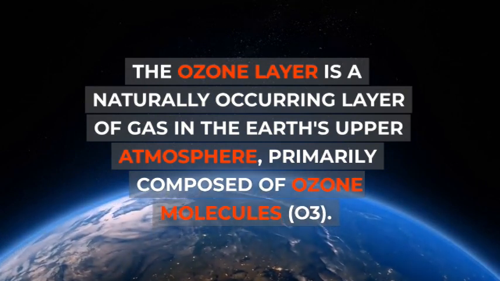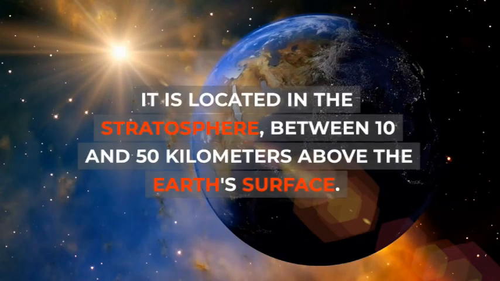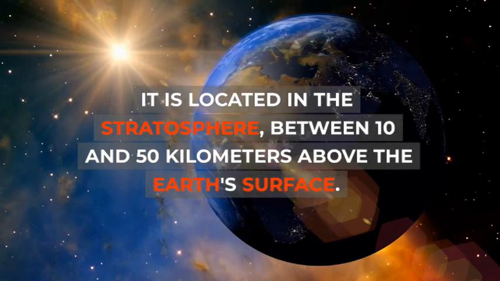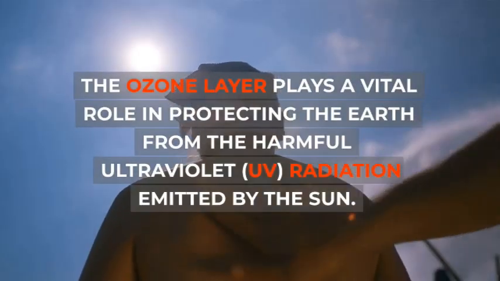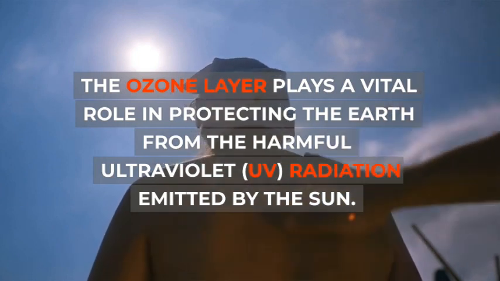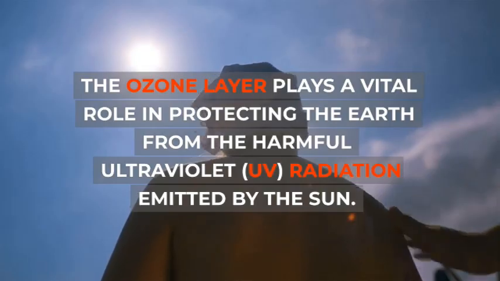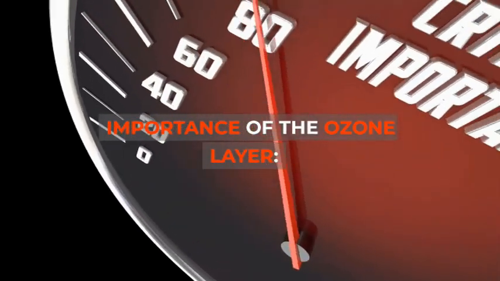The ozone layer is a naturally occurring layer of gas in the Earth's upper atmosphere, primarily composed of ozone molecules, O3. It is located in the stratosphere, between 10 and 50 kilometers above the Earth's surface. The ozone layer plays a vital role in protecting the Earth from the harmful ultraviolet, UV, radiation emitted by the Sun.